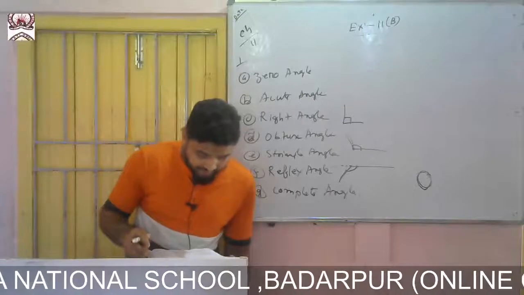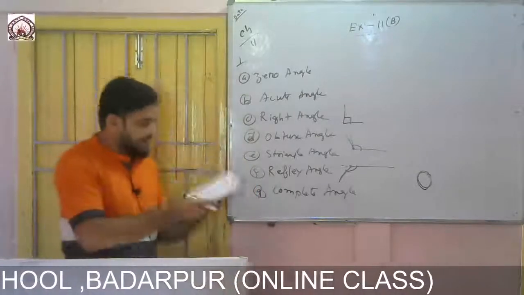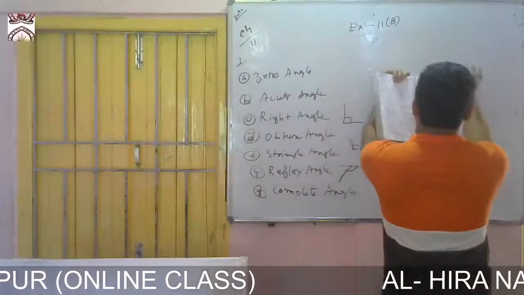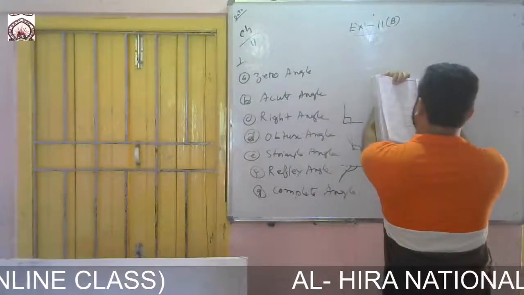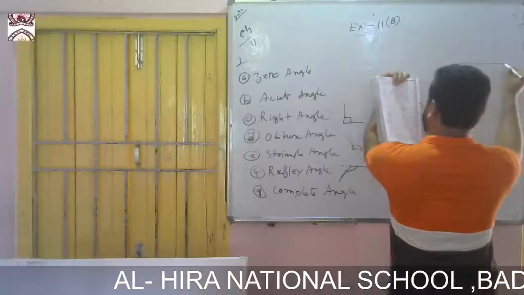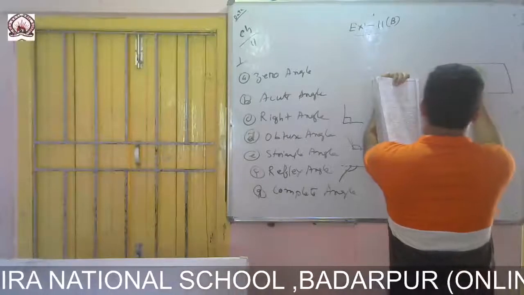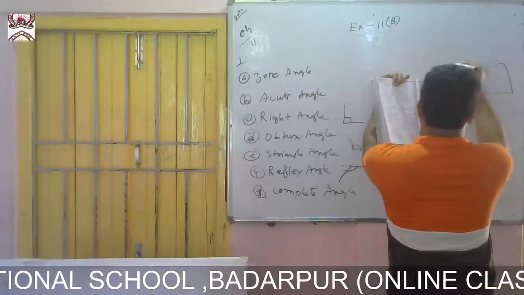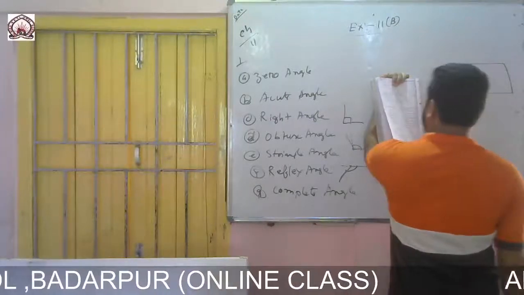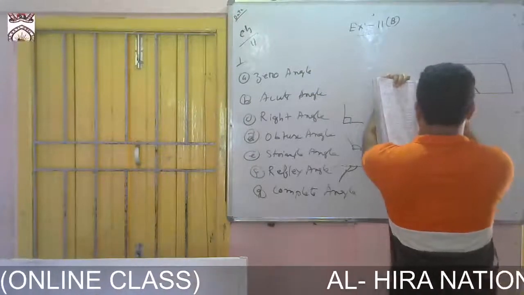In the given figure, name the following angles. An acute angle at B. So let me draw the figure. This symbol implies 90 degree. You remember that one.